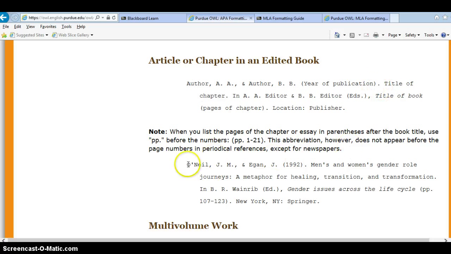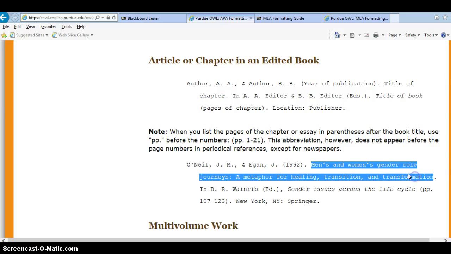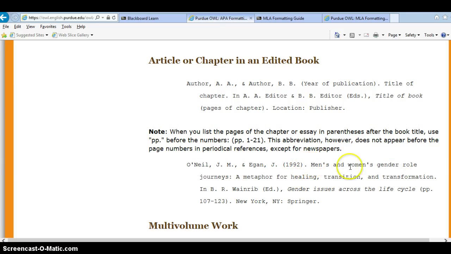So when we get to this example, we have O'Neill, comma, J. M., comma, and Egan, comma, J. Period, and then we have the date of publication. But notice this is the title of the article: Men's and Women's Gender Role Journeys, a Metaphor for Healing, Transition, and Transformation. Again, no quotes, but notice how the words are not capitalized, right? The first letter of each word is not capitalized in APA.